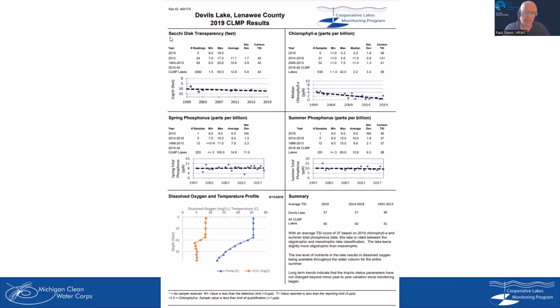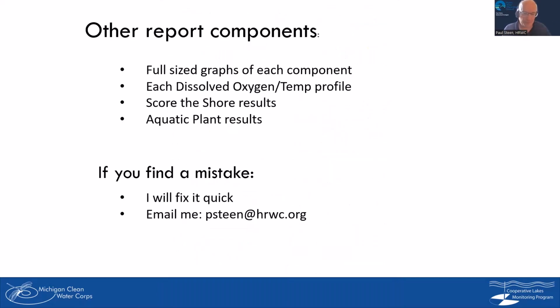There'll be a section on Secchi disc, a section on chlorophyll, phosphorus, dissolved oxygen. There'll be summary information that tells you what your trophic status index is: oligotrophic, mesotrophic, eutrophic, that sort of thing. Your report will also have full-sized graphs of everything that you have done. It will have all of your dissolved oxygen and temperature profiles, and any Score the Shore or aquatic plant results for any year that you've done it.